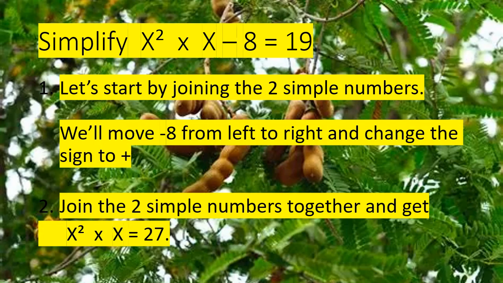Next one, we're going to simplify x squared times x minus 8 equals 19. So let's start by joining the two simple numbers. We'll move the minus 8 from left to right and change the sign to plus. So we join the two simple numbers together and we get x squared times x equals 27.